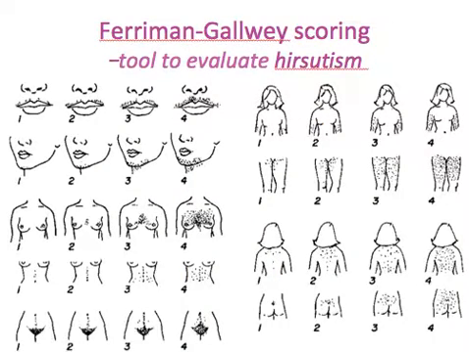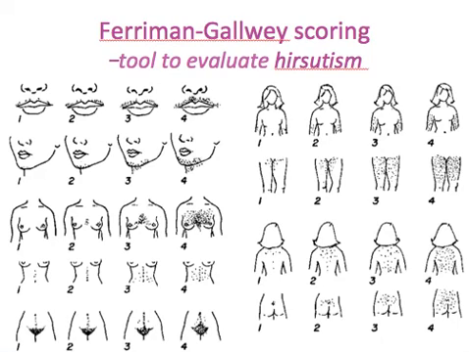So aside from your Tanner staging, we also have your Ferriman-Gallwey scoring, which is a scoring system to evaluate hirsutism. Because hirsutism is one of the ways by which you can tell whether you have androgen excess, particularly your testosterone. So you can grade whether your patient has hirsutism or not, depending on the distribution and amount of hair on certain areas of the body.